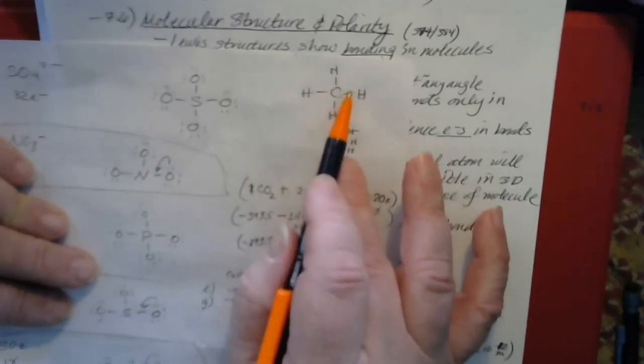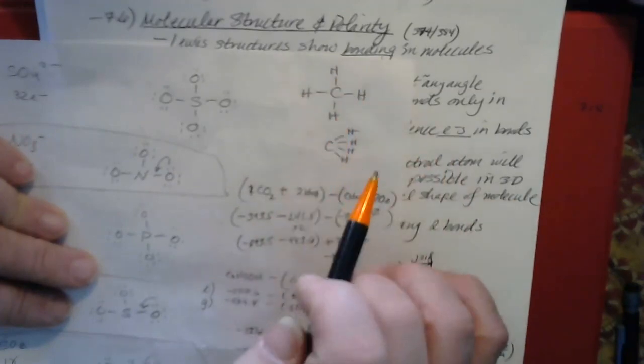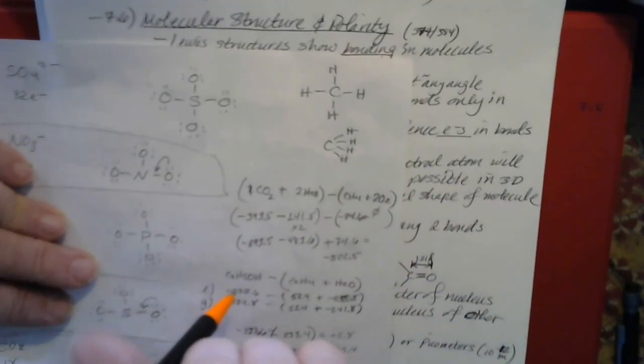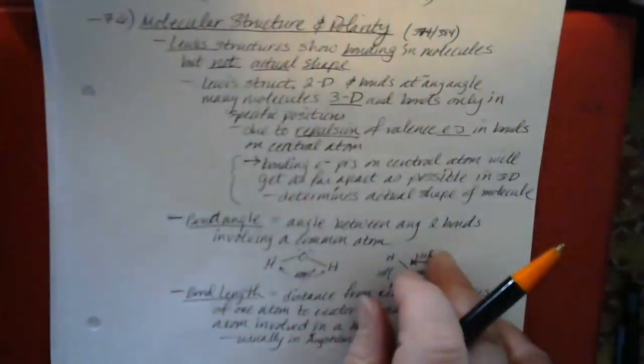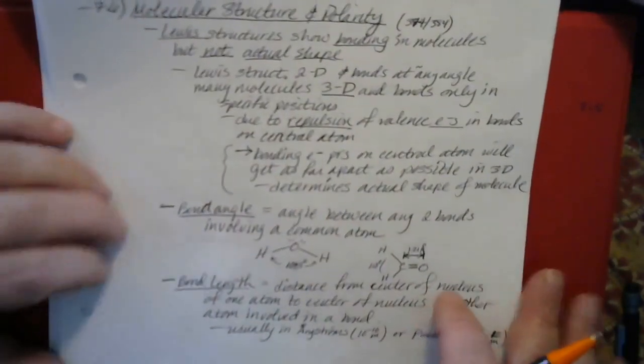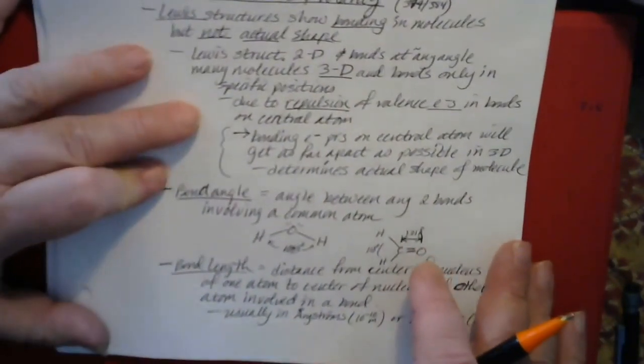And it makes it look like the hydrogens are 90 degrees away from each other. That is not what CH4 is really like. And so we're going to go on in this section to find out how to tell what CH4 really is like, along with other three-dimensional molecules.